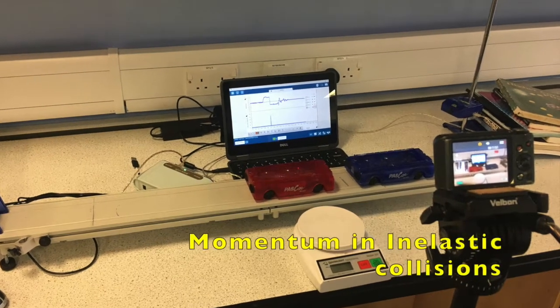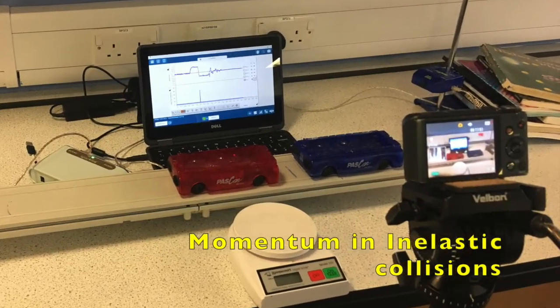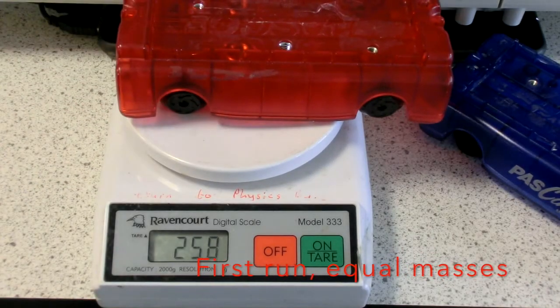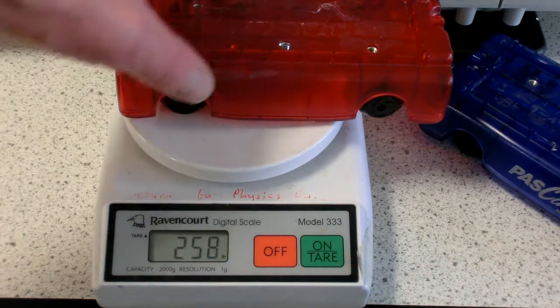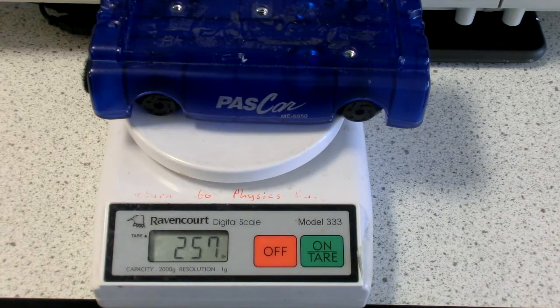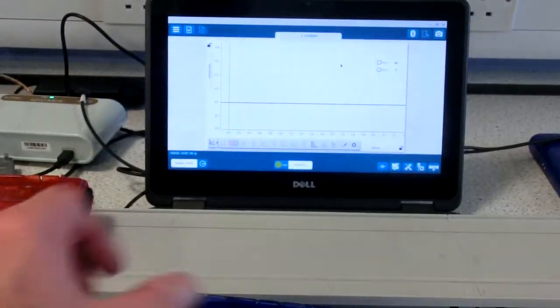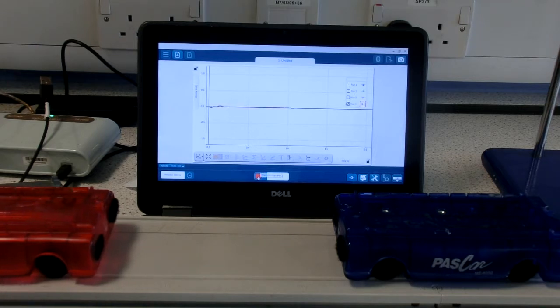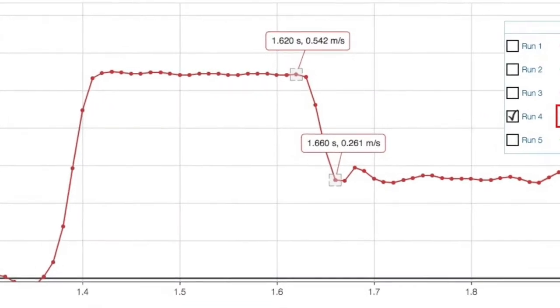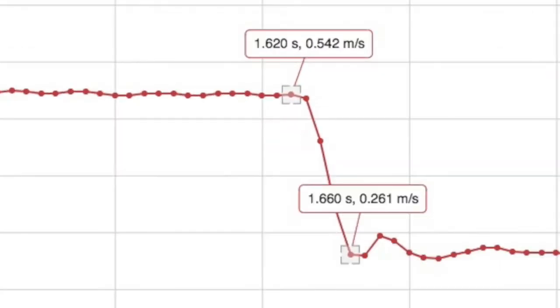This video demonstrates inelastic collisions and has all the data you need to calculate momentum. There are two trolleys. There's a red trolley, which has its mass here, and a blue trolley, which also has its mass there, similar but not identical. I'm going to collide the trolleys on a roller track, and the velocity-time graph from a motion sensor gives you the initial velocity of the red trolley, 0.542, and the velocity of the two combined, 0.261 meters per second.